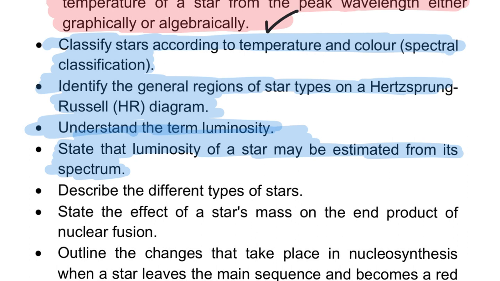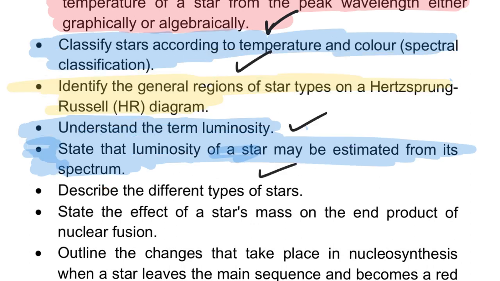Welcome to this fourth video lesson on astrophysics. By the end of this video lesson, you should be able to classify stars according to temperature and color, in other words, do spectral classification. You should be able to identify the general regions of star types on a Hertzsprung-Russell or HR diagram. You should be able to understand the term luminosity and explain it, and then state that the luminosity of a star may be estimated from its spectrum.